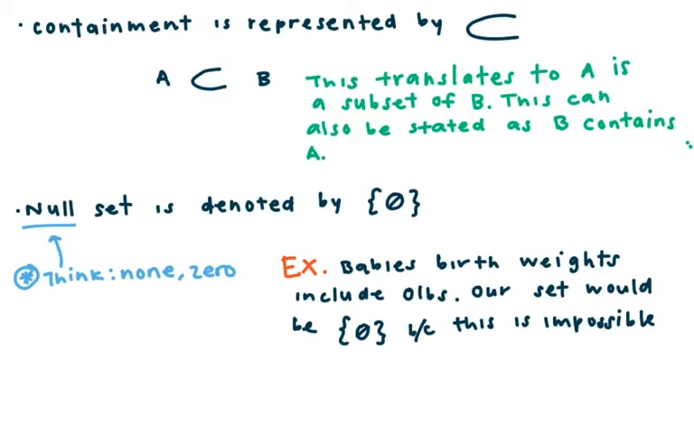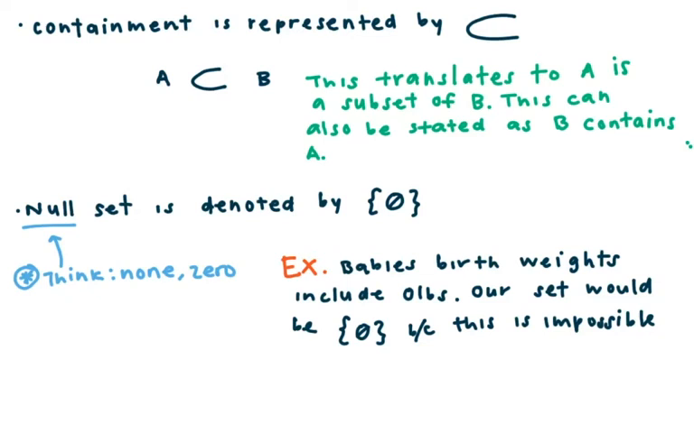Okay. Containment is represented by this symbol right here, which is like a long C. And here we have A, and then that symbol, and B. This translates to A is a subset of B. This can also be stated as B contains A.